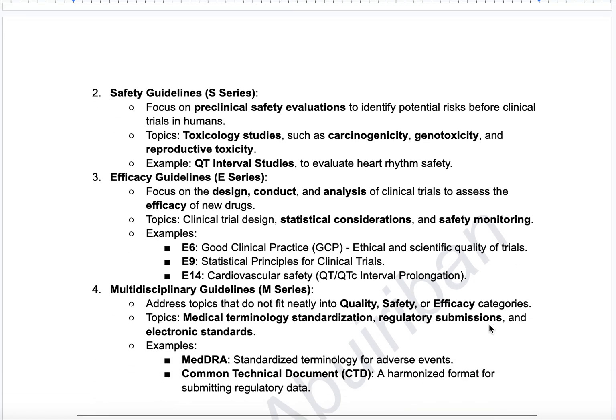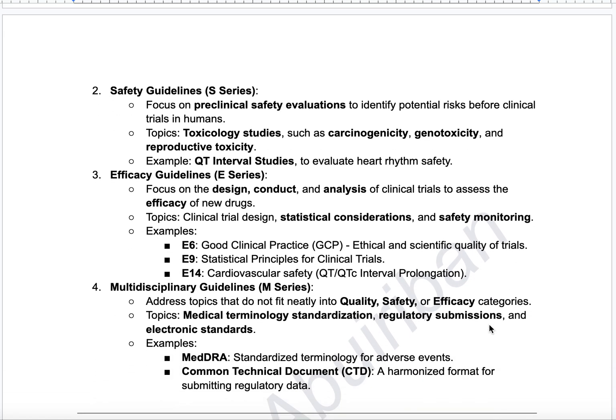Efficacy guidelines, which we can call the E series, focus on design, conduct, and analysis of clinical trials to assess the efficacy of new drugs. Topics: clinical trial design, statistical considerations, and safety monitoring. Examples: E6, Good Clinical Practice, ethical and scientific quality of trials. E9, Statistical Principles for Clinical Trials. E14, Cardiovascular Safety.